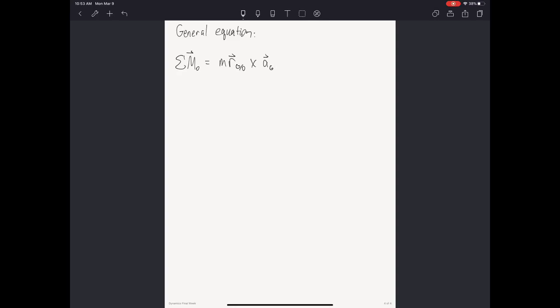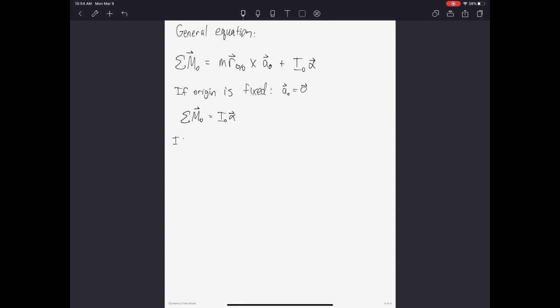Sorry. Sum of moments about O plus I about O times alpha. The first simplification that we can make is, let's say the origin is fixed, so you summed the moments about a point that is not moving. It's not accelerating. Then if the origin is fixed, the acceleration of the origin is 0, and so the sum of the moments about that point is just equal to the moment of inertia about that point times alpha.